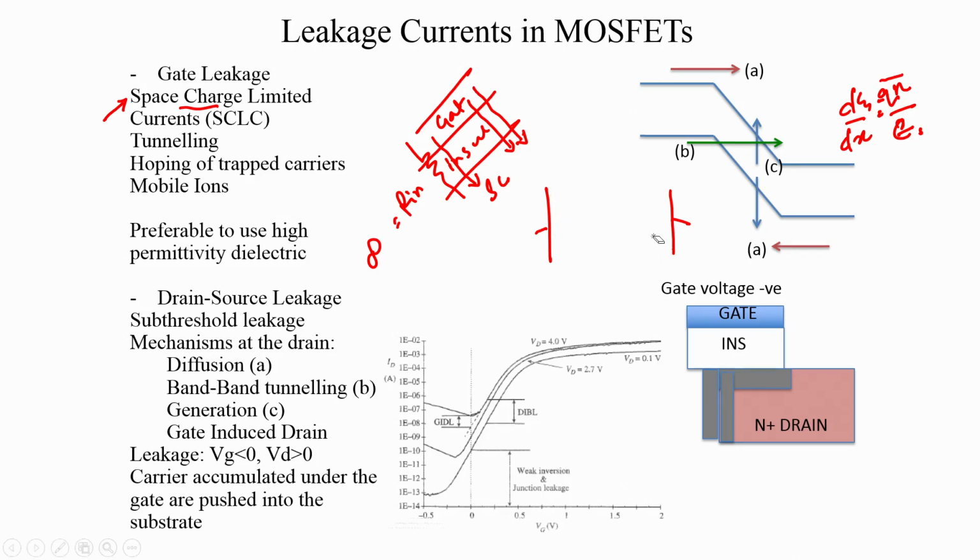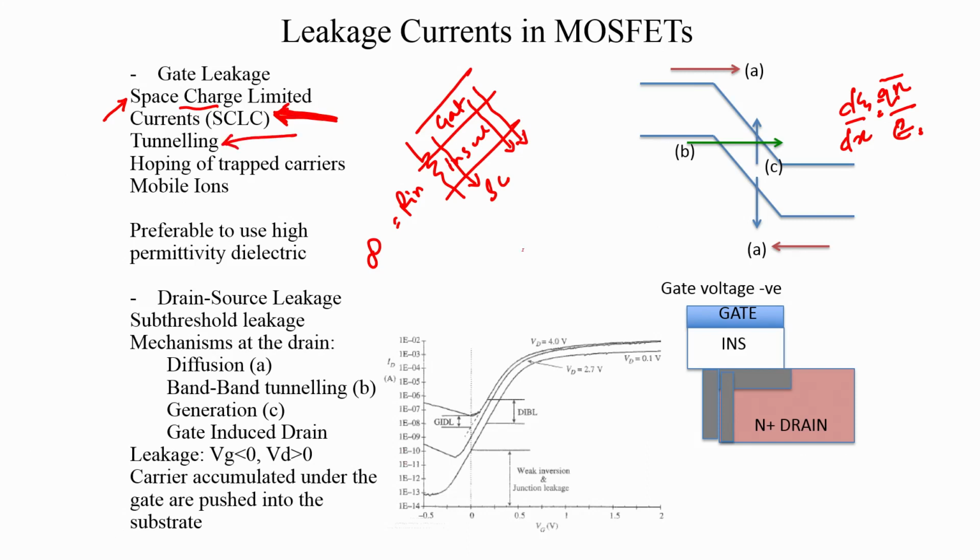Now, we will have a special lecture that identifies different mechanisms and models for space charge limited currents, but this is one of the methods of charge transport through the insulator. The other method that you are familiar with is tunneling.